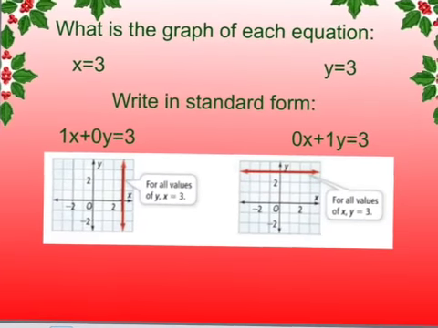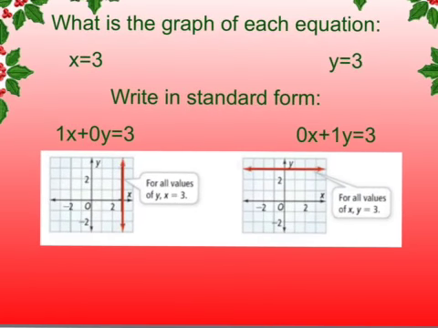Finally, we have the graph of these equations. Now we've talked about this already, how whenever it's x equals 3, it's a vertical line, and the slope is undefined, and whenever it's y equals a number, it's a horizontal line.